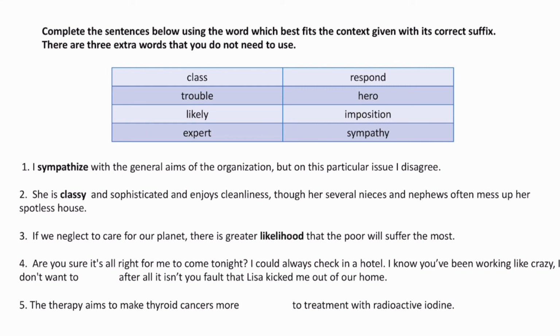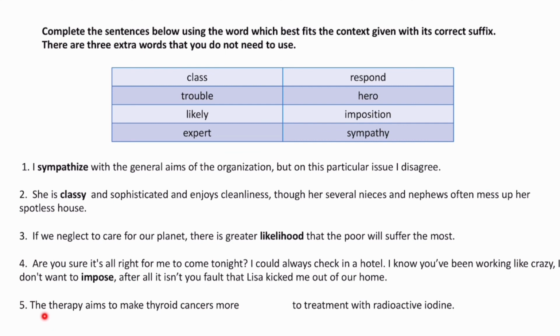4. Are you sure it's alright for me to come tonight? I could always check in a hotel. I know you've been working like crazy. I don't want to. After all, it isn't your fault that Lisa kicked me out of her home. So I'm just going to go ahead and say the answer, because I don't want to impose. It's a common expression. However, you can figure this out because in the table here we have imposition, which is forcing something on somebody else. And this person does not want to do that. So again, you can go by context.